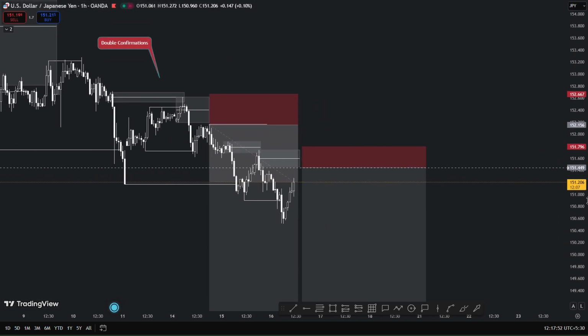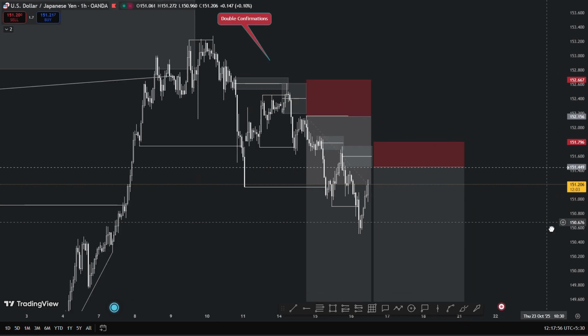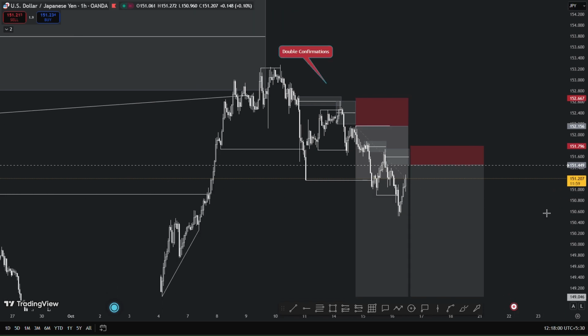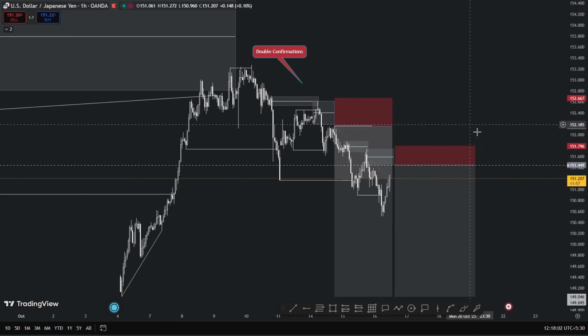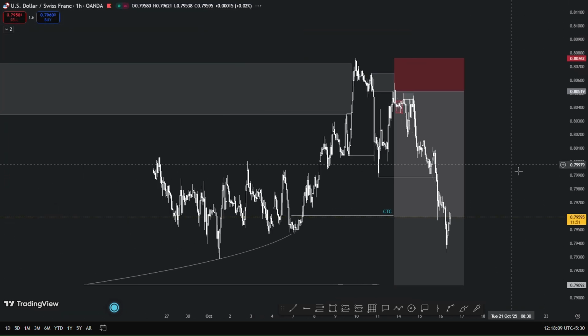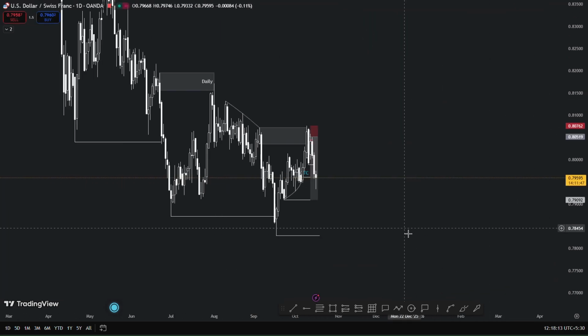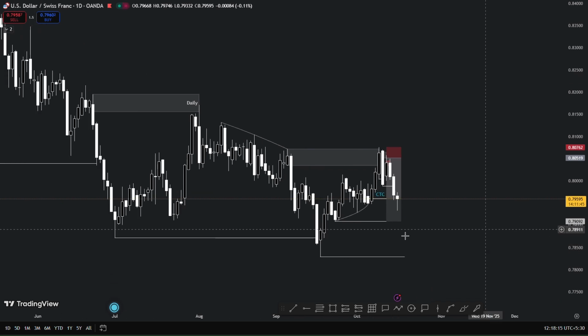And for the second entry, I think my second entry is valid. So we are just waiting for the market to tap it. That's it for now on USD JPY. On USD CHF, the market on daily was bearish, but it was in a pullback phase. So let me show you.